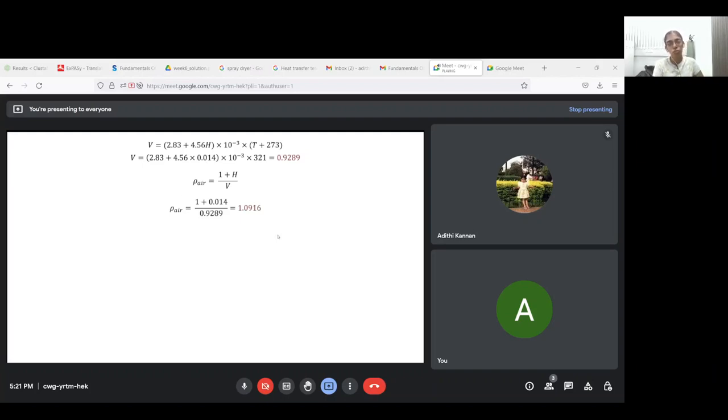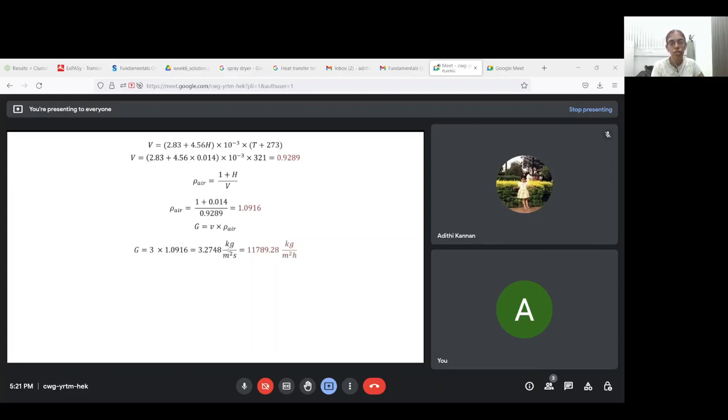So from this point onwards, we calculate the mass velocity. As I told you, mass velocity is the density of your air into velocity of your air. Both of these are now available to us. So G is what is termed as your mass velocity. So G is equal to velocity of air into density of air, which is given as 3 meter per second into 1.0916 kg per meter cube.